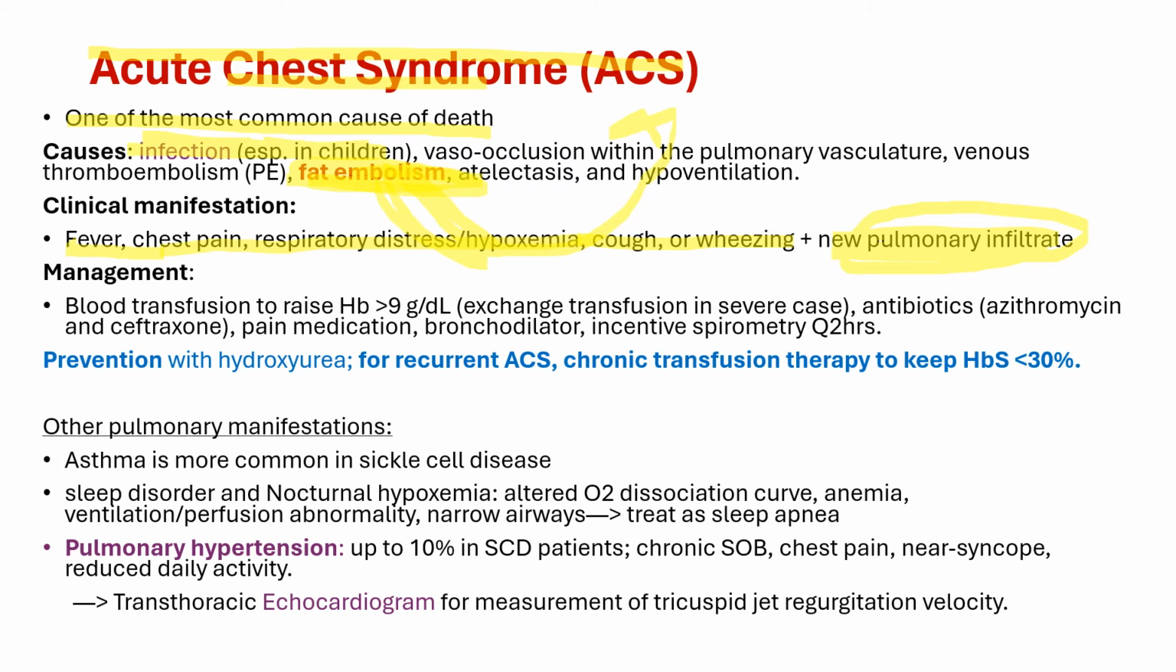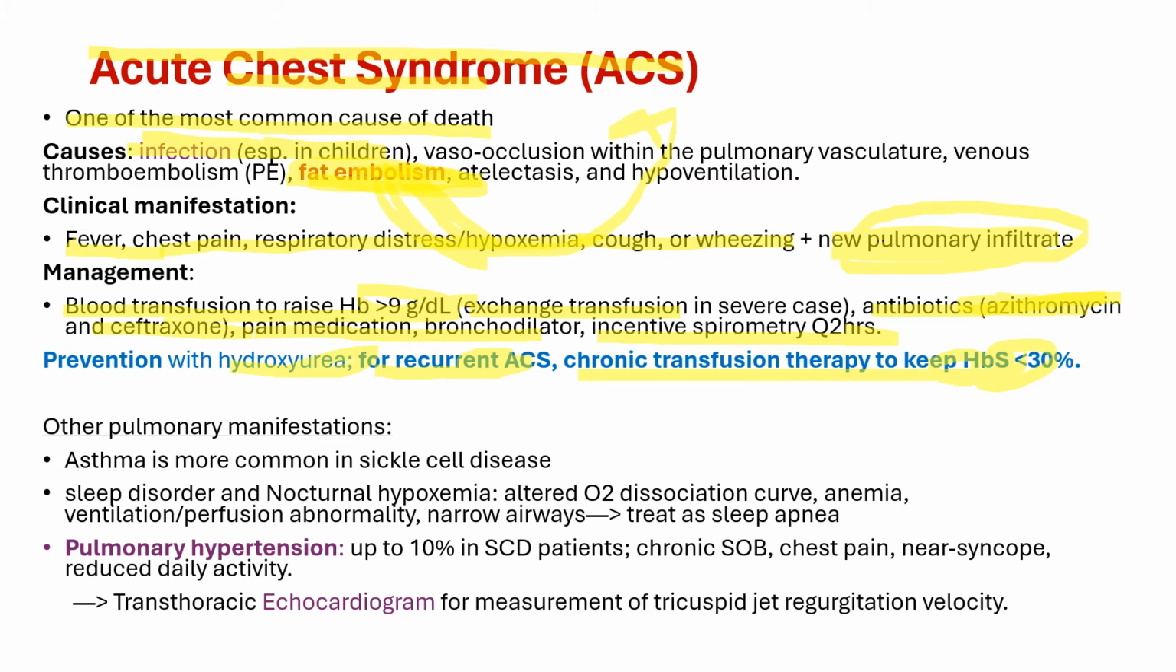The management includes blood transfusion to raise hemoglobin over 9 grams. And in severe cases, we do exchange transfusions. And antibiotics should be given, usually azithromycin and ceftriaxone. Azithromycin is good for Mycoplasma. And we give pain medication, bronchodilator, and incentive spirometry every 2 hours while awake. And the prevention includes hydroxyurea, and for recurrent acute chest syndrome, chronic transfusion therapy to keep the hemoglobin S level less than 30% is indicated.